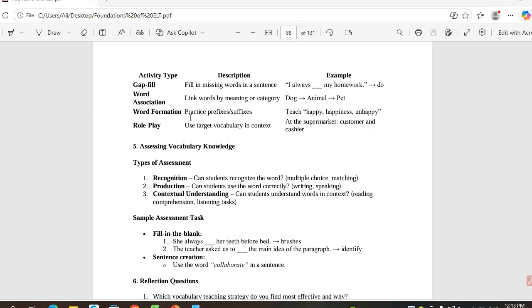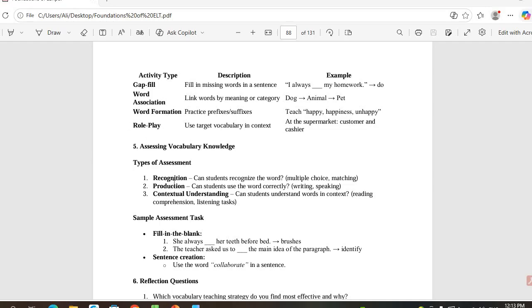category. Word formation, practice prefixes and suffixes. Role play, use target vocabulary in context. For example, at the supermarket, the customer and cashier, and so on. So these are different vocabulary activity types. So you need to practice them with the students.